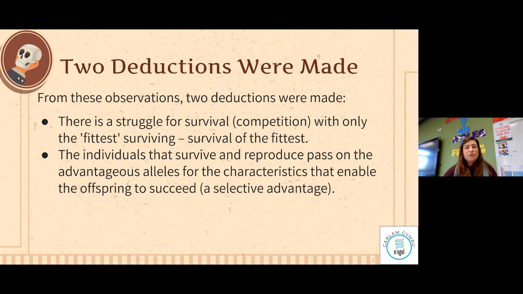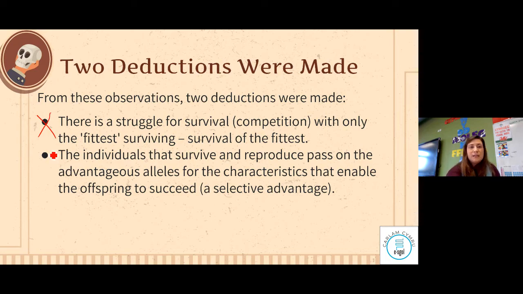So two deductions were made from this. From the observations, it was deduced, it was concluded, that there is a struggle for survival. There's competition with only the fittest surviving, which we refer to as survival of the fittest. Which one is able to eat? Which one is able to hunt the best? Which one is able to reach the necessary water? Which one is able to reach the leaves?